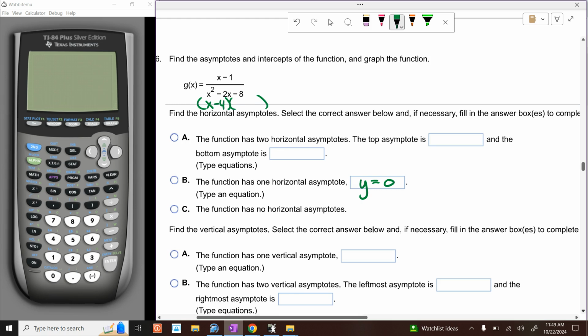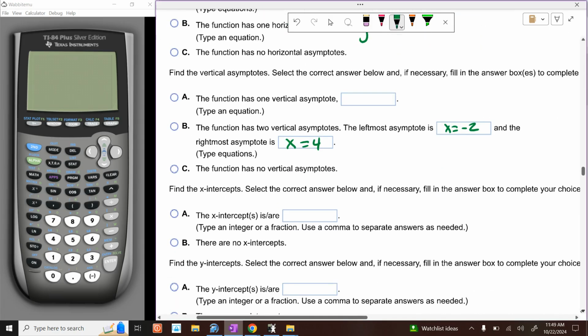X minus 4, x plus 2. So our asymptotes are at x equals 4 and x equals -2. So there are two. The left one is x equals -2. The right one is x equals 4. If you do not put the x equals in there, it'll be counted wrong. It's an equation, okay, to find a line. So you need to put an equation in there.